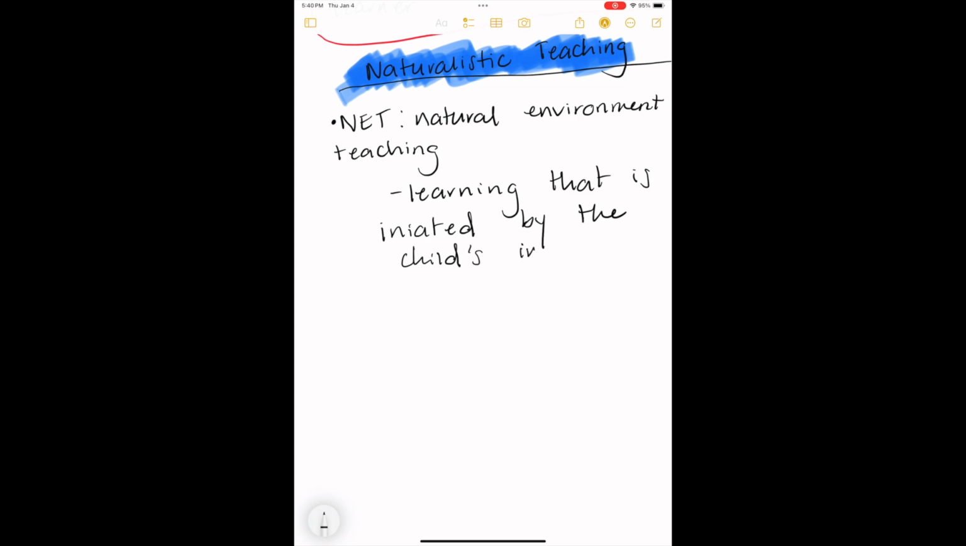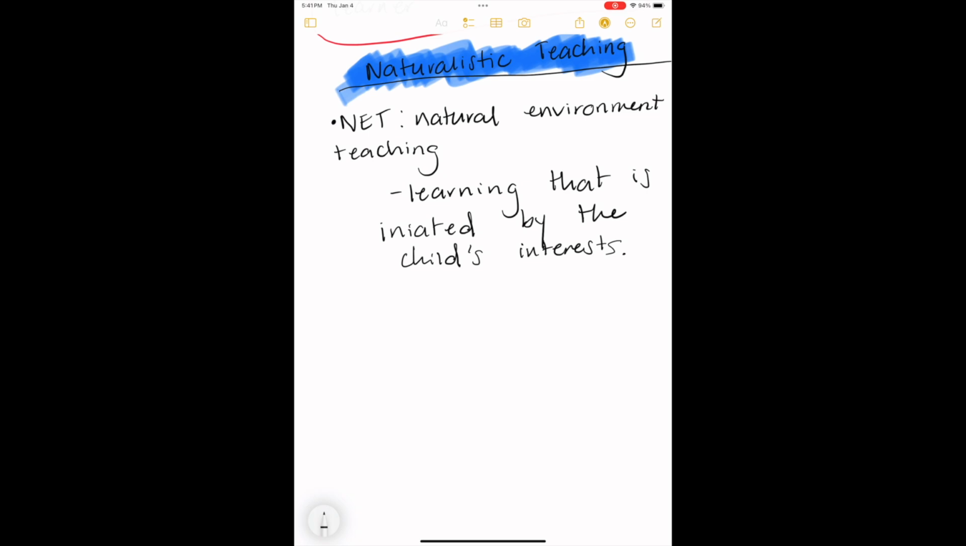Because they're not gonna say, teach me this. Interest, I think that's how you spell it. I'm sorry if I spelled that wrong, I'm a terrible speller. I'll double check to make sure I spelled that right. Okay, I did spell it right. So, learning that is initiated by the child's interest.